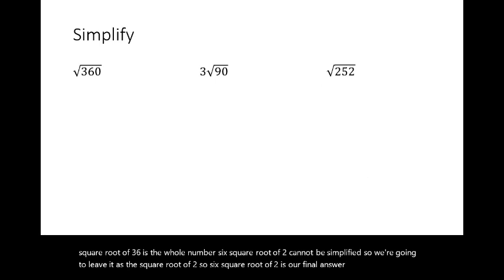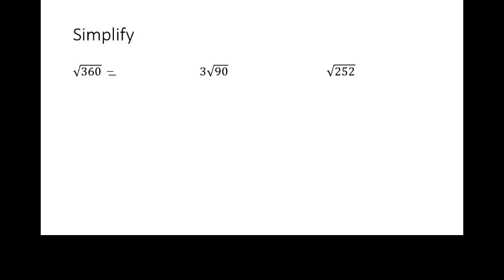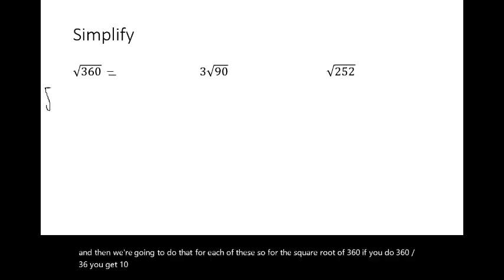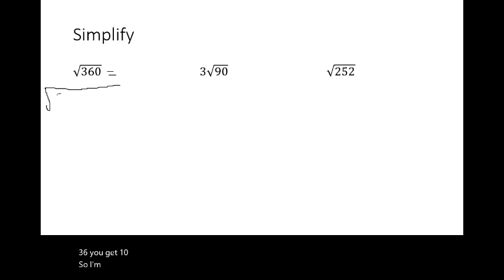And then we're going to do that for each of these. So for the square root of 360, if you do 360 divided by 36, you get 10. So that means 36 is a perfect square factor. So I'm going to rewrite this as 36 times 10. Then I'm going to break this up into the product of two separate square roots, the square root of 36 times the square root of 10.